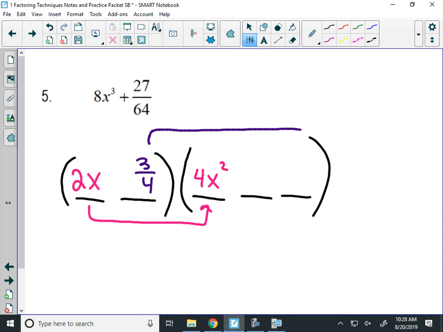Last blank here. What's 3/4 squared? 9/16. You square the numerator and the denominator. And then what's 2x times 3/4? 3/2. Yeah, so that's 6/4, which is 3x/2.